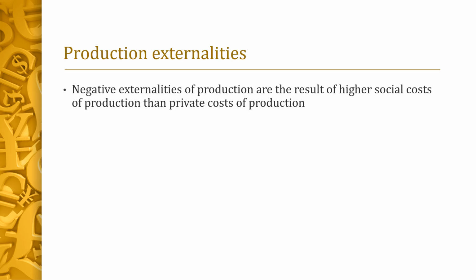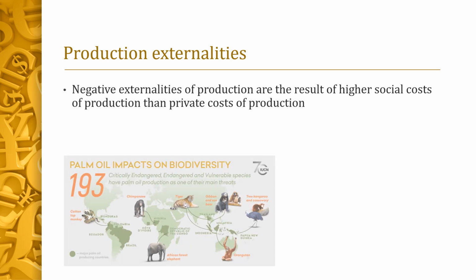Negative externalities of production are the result of higher social costs of production than private costs of production. For instance, if we look at the palm oil industry, many of the farmers are from poor countries and need to do the job they do in order to survive. Their private costs are not that high, and they're able to sell the palm oil at a price that makes it able to be sold all around the world. However, the negative side of this is that it has tremendous impacts on deforestation and biodiversity. Therefore, the social costs of producing palm oil are far higher than the private costs.